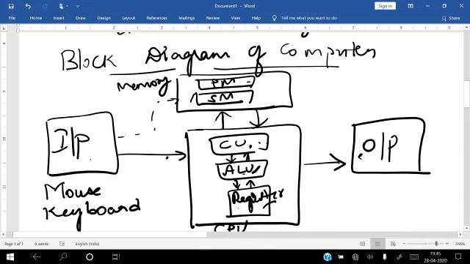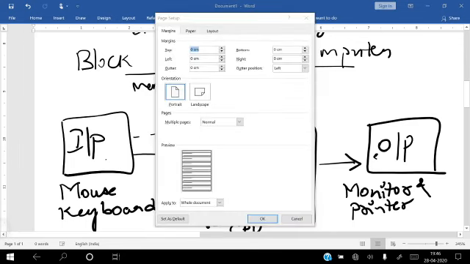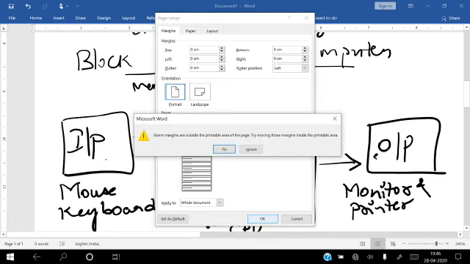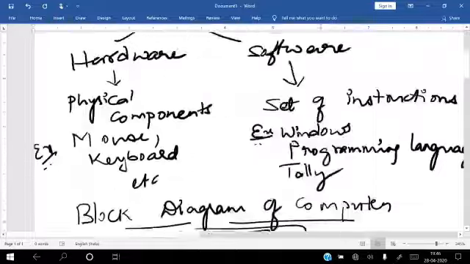And the next unit is your output unit. The output unit is a device that is used to view and print the results. That is known as your output device. For example, you can have your monitor and printer. There are other devices also, such as speakers, all those things can be mentioned. So this is about the block diagram of your computer.